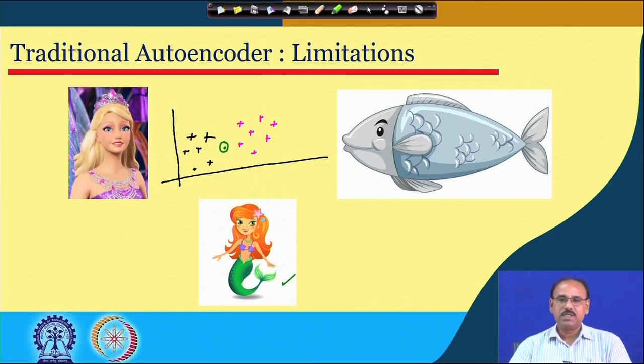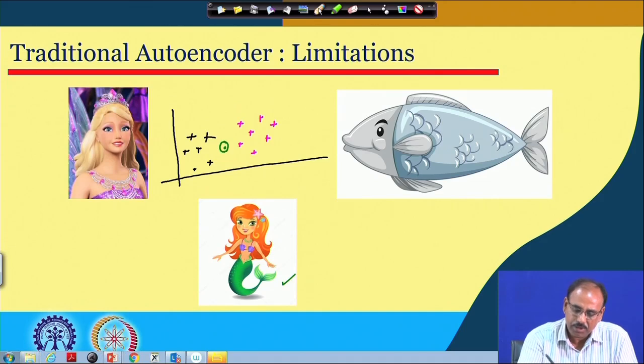Because in case of variational autoencoder, it learns the probability distribution of the vector z. So, I can have a smooth interpolation between any set of vectors. Okay. So, this is just a hypothetical example that maybe if I use a variational autoencoder, then the variational autoencoder will try to interpolate between the Barbie dolls and the set of fishes.